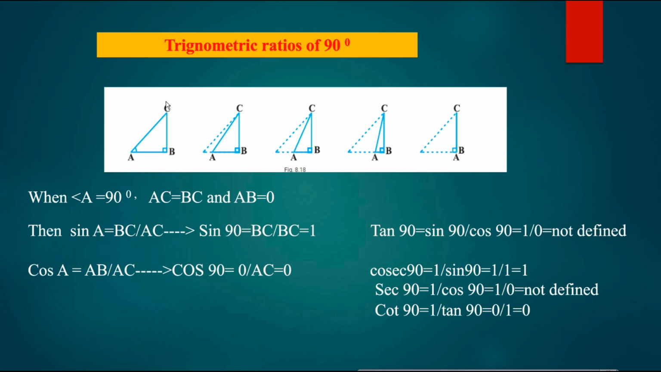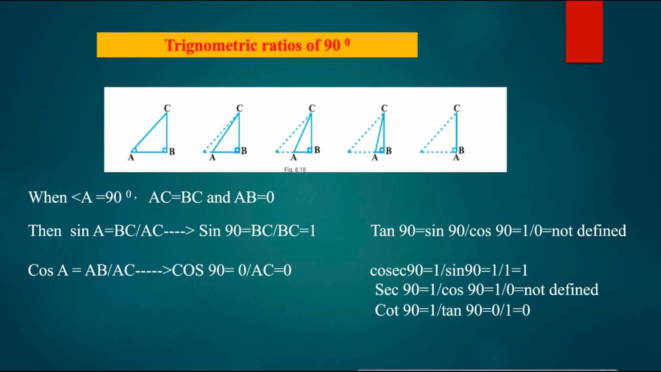Next, cos A. Cos A is adjacent by hypotenuse. Adjacent AB, hypotenuse AC. Cos A is AB by AC. Then A is 90 degree. AC equal to BC and AB 0. So AB 0. So cos 90 equal to 0 by AC. 0 by AC is 0. Then tan 90. Tan 90 is sin 90 by cos 90. Sin 90 is 1, cos 90 is 0. So tan 90 is 1 by 0.